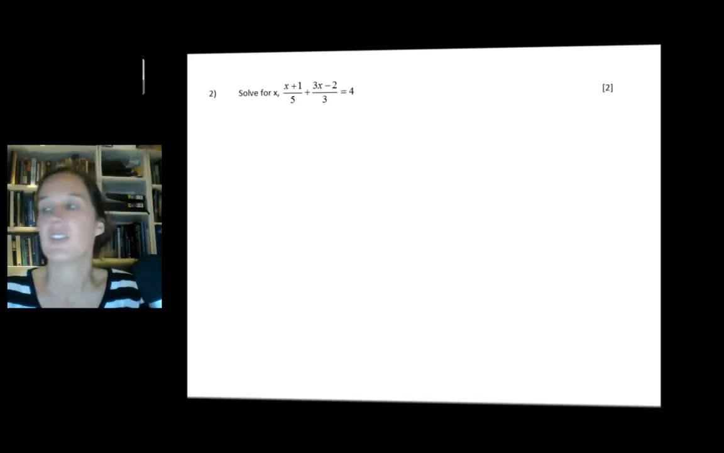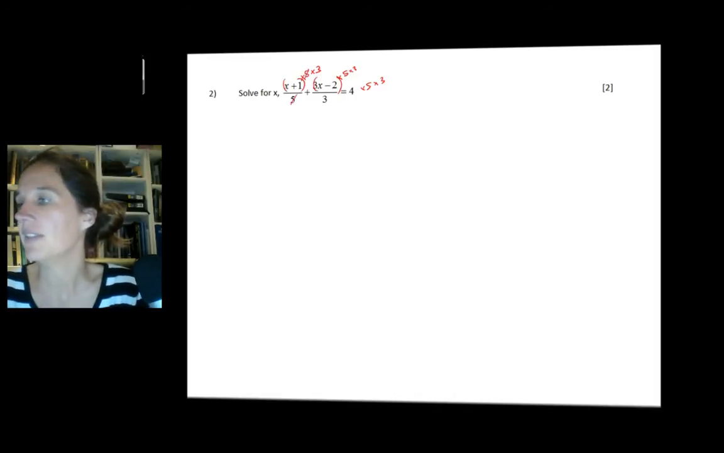So moving on to question 2, we want to solve for x. So we have two fractions here. Our easiest way is to just multiply through by 5 and by 3 for all terms. Because we're multiplying all terms, our equation stays balanced. So our 5's here will cancel and our 3's here will cancel.